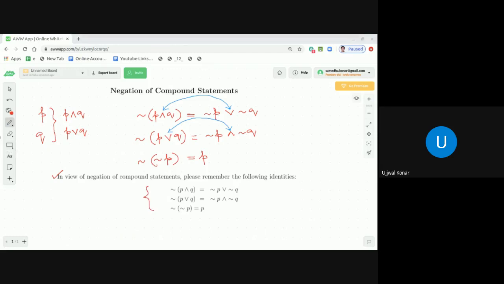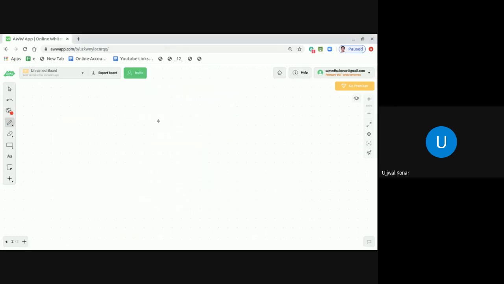Now, dear students, we are going to discuss the conditional statement. And that we are going to discuss in detail now, on the next page. That is the conditional statement. So, dear students, before I discuss further, let me explain a few things. Let us consider P and Q to be two statements.